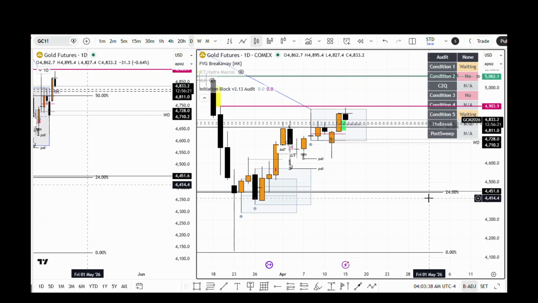Right now, we're inside on the daily. So this is the daily, not the 5 minutes. We're inside that battleground. So prices may be going up and down, up and down, up and down, until eventually a winner emerges.